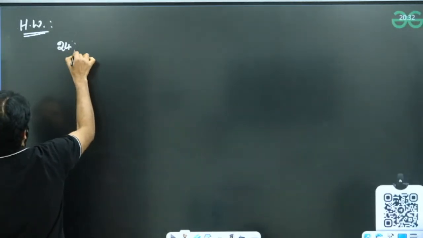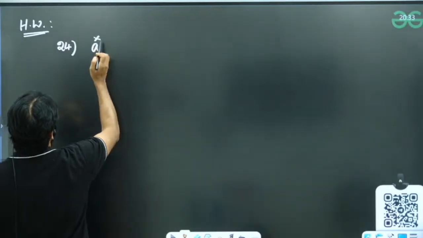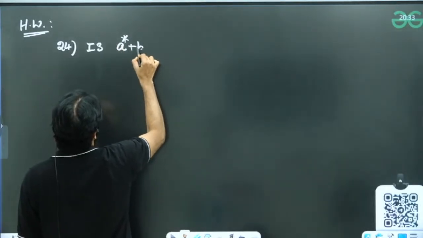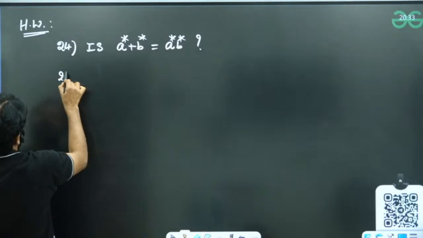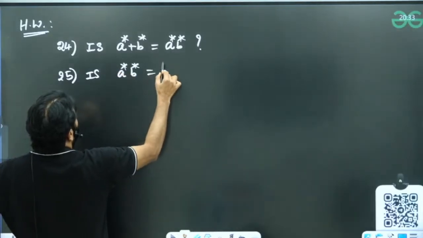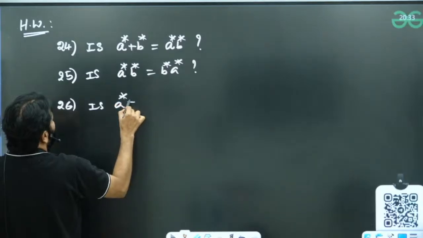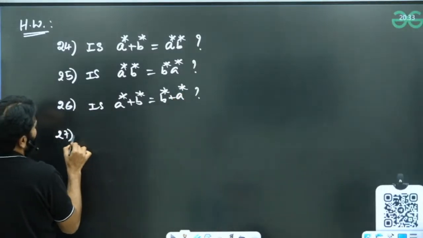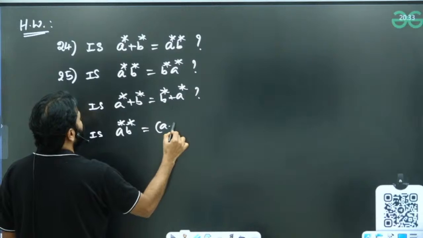I'll ask the questions only better. Yes or no, you should answer it. 24. Is A star plus B star equal to A star B star? Yes or no? That is your answer. 25. Is A star B star equal to B star A star? 26. Is A star plus B star equal to B star plus A star? 27. Is A star B star equal to A plus B whole star?